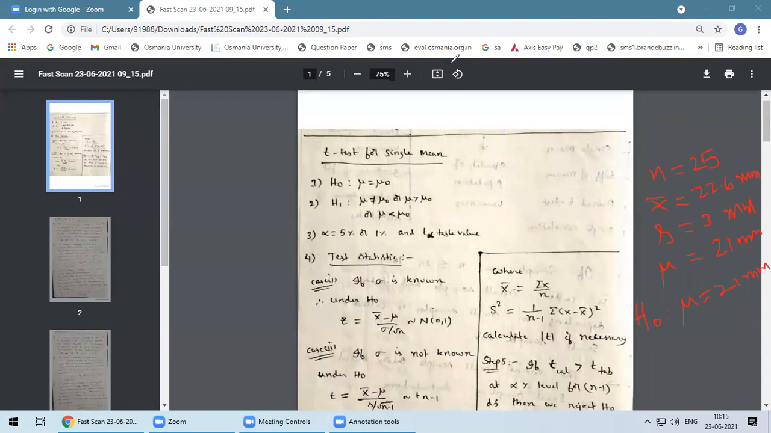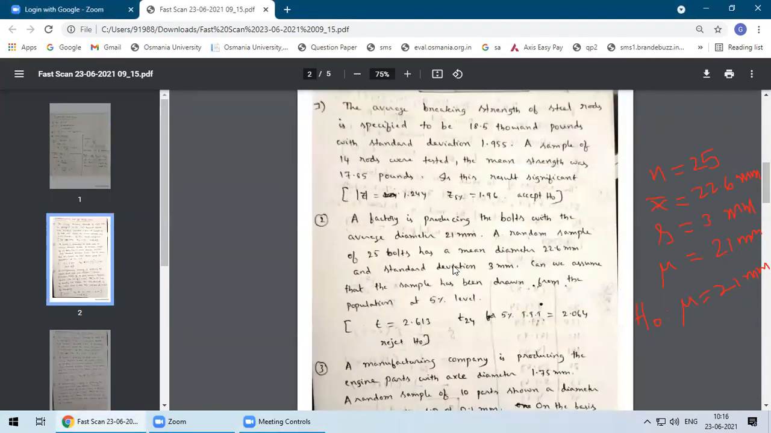Now just go to the question. What is the meaning of this one? Write down: we assume that the sample has been drawn from the population with diameter 21 millimeters. H0: mu equal to 21. That is step number 1.